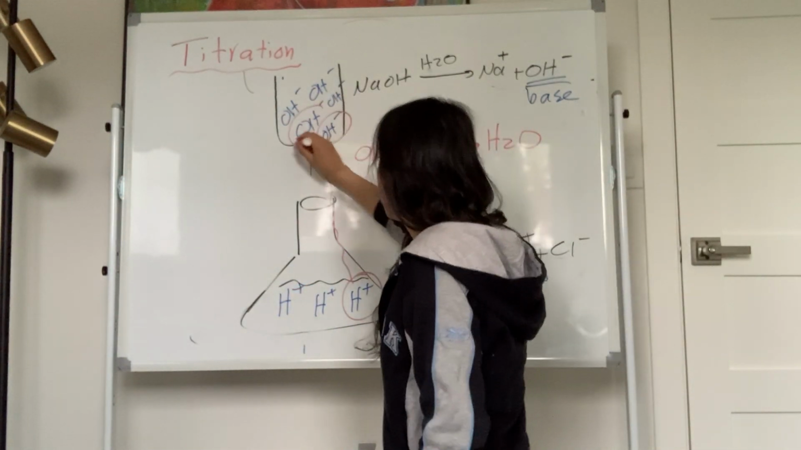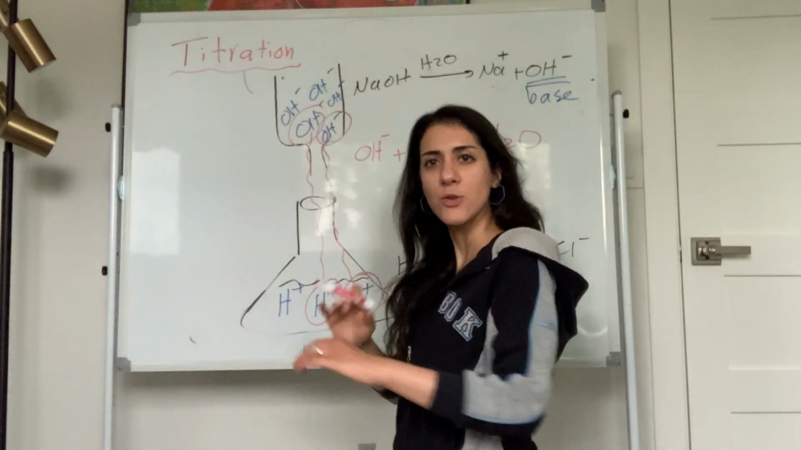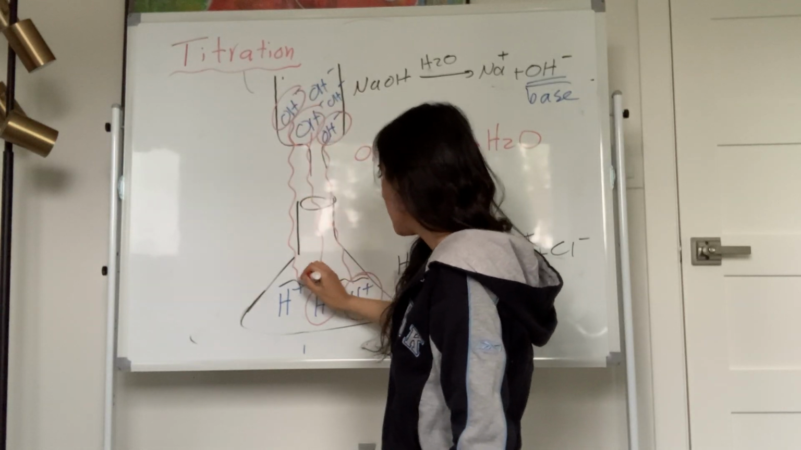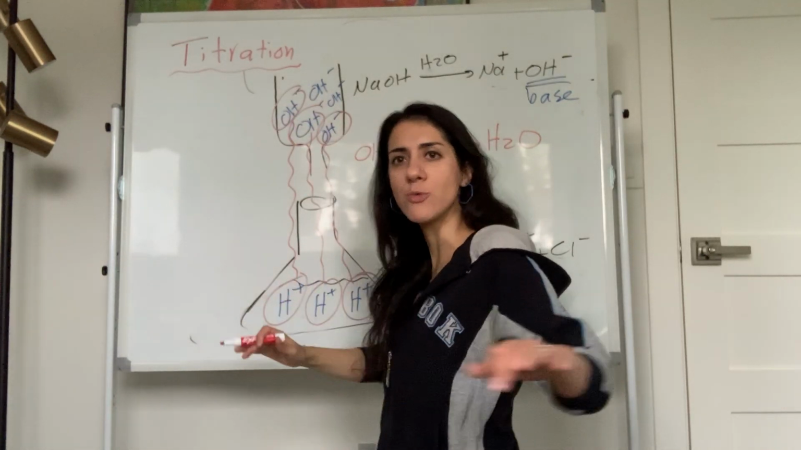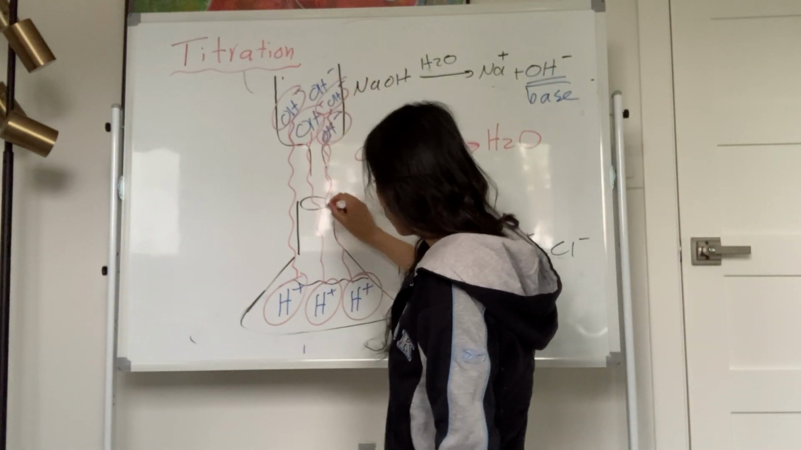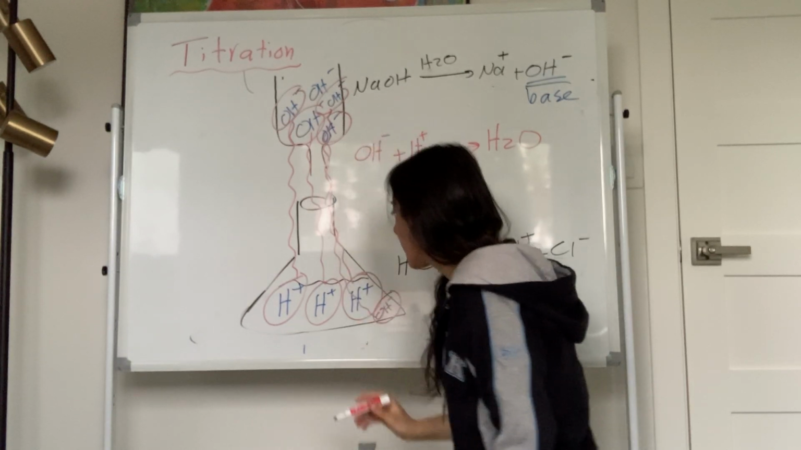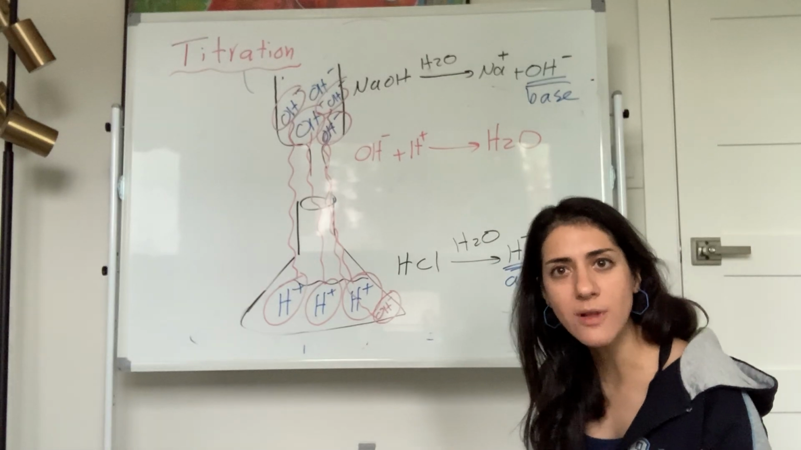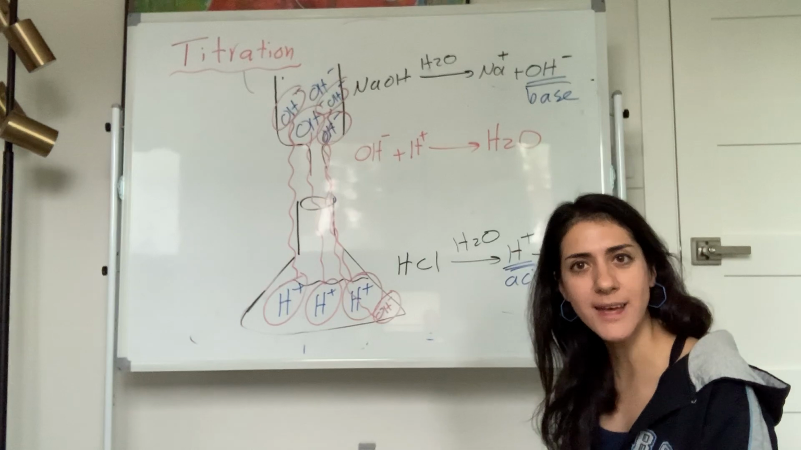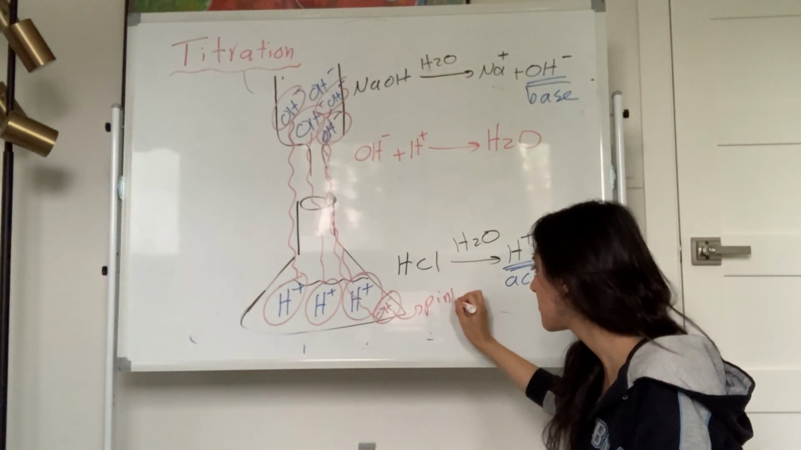The other OH is going to come down here, react with H plus, and neutralize it out. Another OH is going to come down here, react with H plus, and neutralize it out. I'm going to add one more drop of OH. It's going to come down here, and then the OH is going to hang out, but there is no more H plus to react with to form water and neutralize it out. So then what happens? That's when it's going to turn pink.